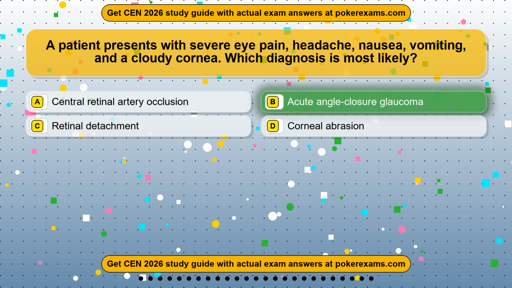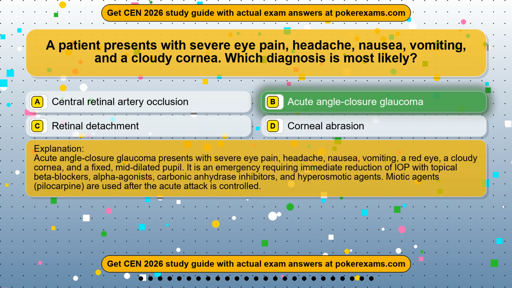Acute angle closure glaucoma presents with severe eye pain, headache, nausea, vomiting, a red eye, a cloudy cornea, and a fixed, mid-dilated pupil. It is an emergency requiring immediate reduction of IOP with topical beta blockers, alpha agonists, carbonic anhydrase inhibitors, and hyperosmotic agents. Miotic agents, pilocarpine, are used after the acute attack is controlled.